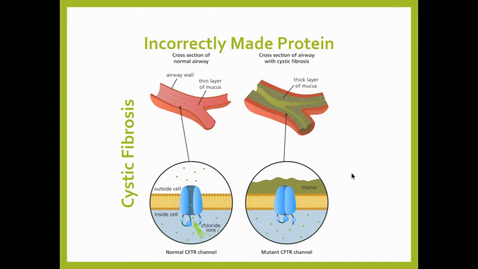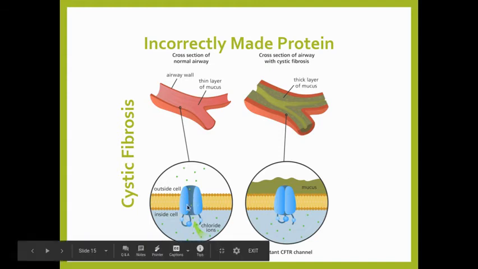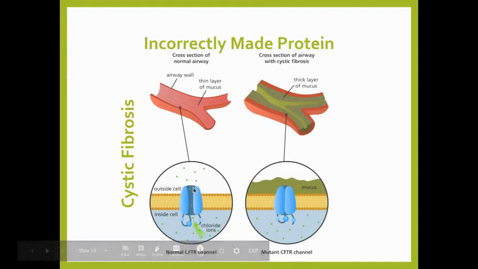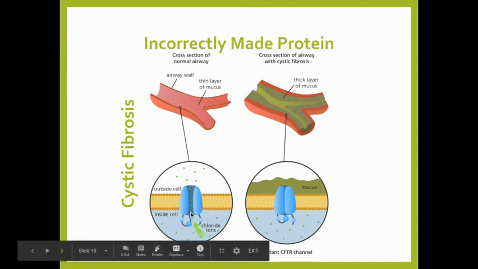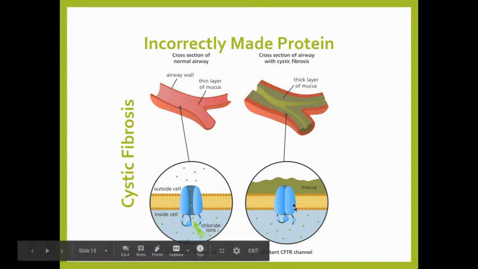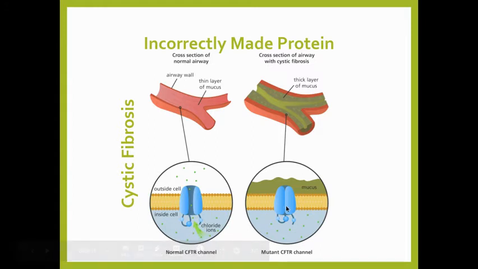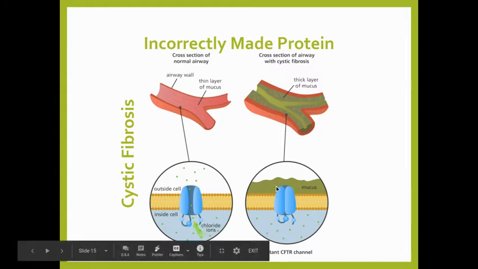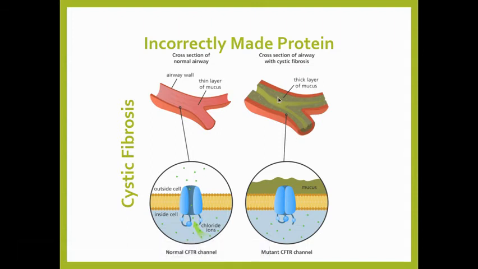Here's an example of an incorrectly made protein in the event of cystic fibrosis. So here we have this protein that's made normally. It allows for those molecules to move freely in and out, and it helps keep our airway normal without that buildup of mucus. But because this mutation caused this protein to be built incorrectly, it can cause a lot of issues like mucus buildup on these membranes and make it a lot more difficult to breathe.